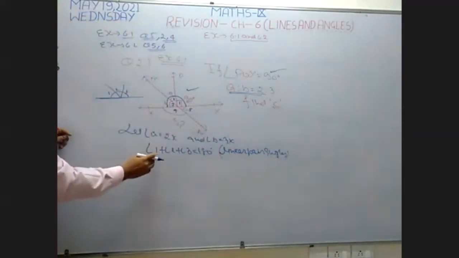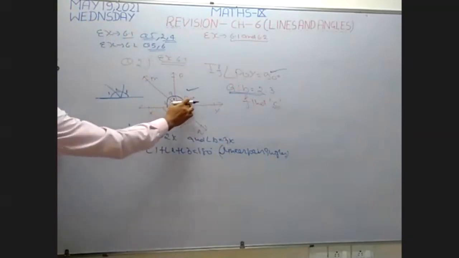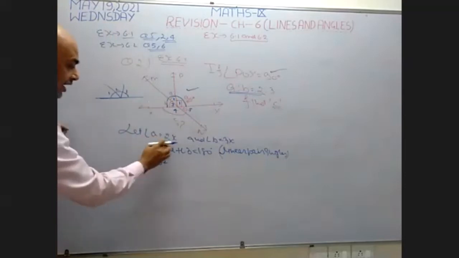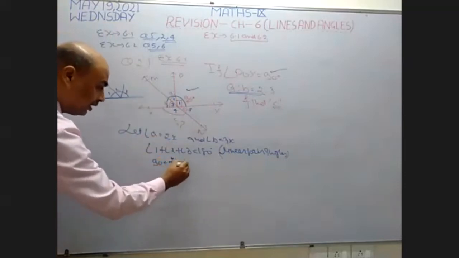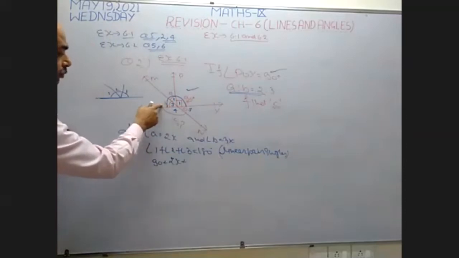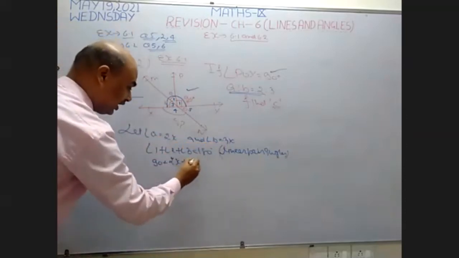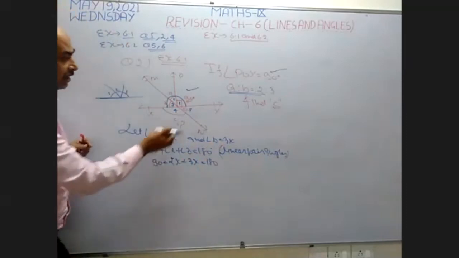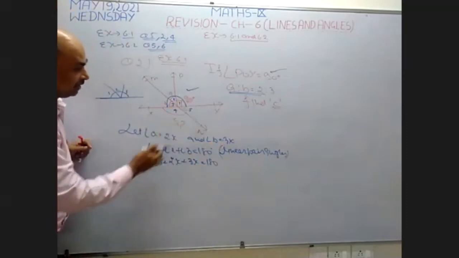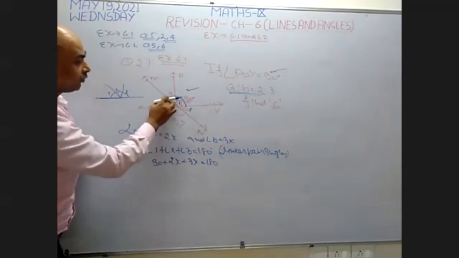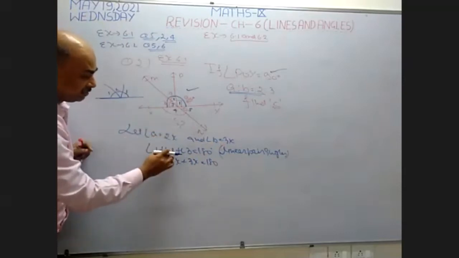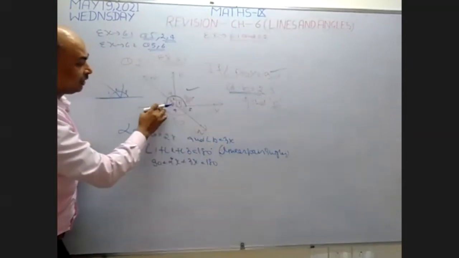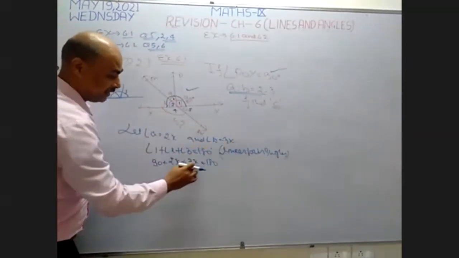Now, what is angle 1? Angle 1 is 90 degrees. So I write here 90 degrees. What is angle 2? Angle 2 is A. A is given as 2x. So I write here 2x. What is the value of angle 3? Angle 3 is B. B is given as 3x. So I write here 3x equals 180 degrees.